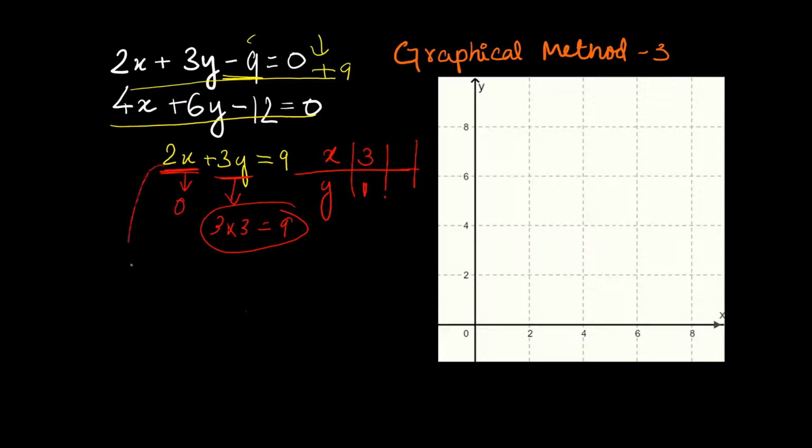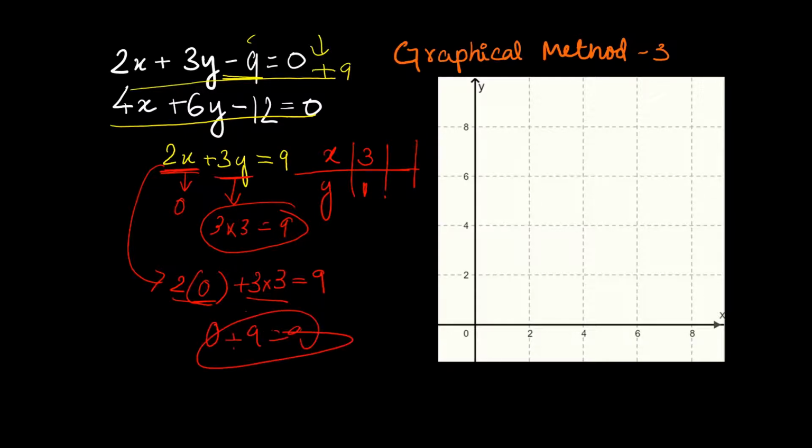I'll write it down if you want. So that's going to be times 0. I'm taking x as 0 because we'll be enough with y as 3. So 3 3s are 9 and 2 zeros are 0. So 0 plus 9 is 9. It satisfies. So the other point is when x is 0, y is 3.